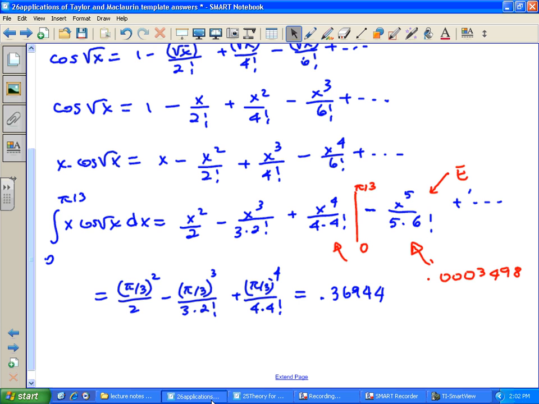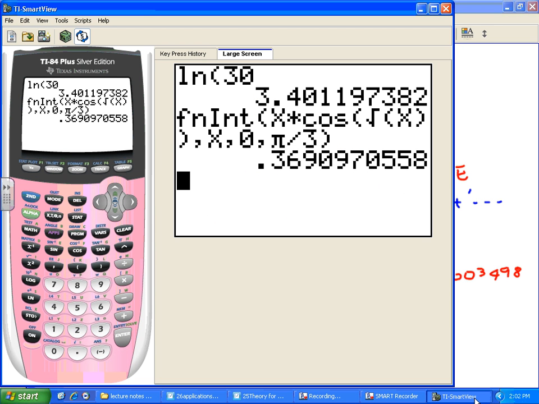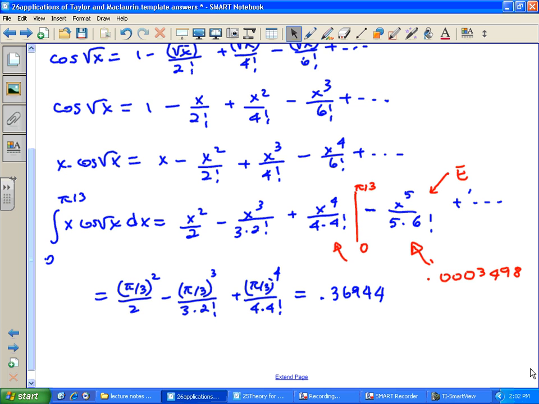Well, maybe somebody could do that checking for us, just out of curiosity. Can you take the calculator answer, which is this one, and minus from that our answer, which was 0.36944, and what do you get as the error there? The actual size of the error. Assuming, of course, that the calculator is doing a good job there.